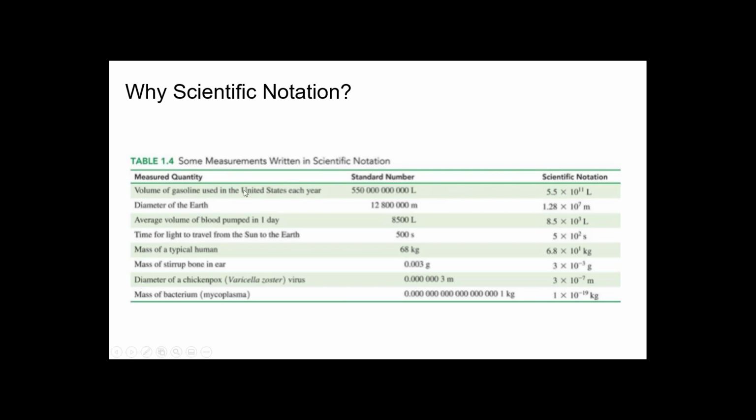So here, volume of gasoline used in the United States each year. You don't want to write this over and over and over again when you're working on a problem. None of these. You don't want to work on any of this. So you keep it in scientific notation, and you do your math in scientific notation, your calculations. So would you rather write this or 5.5 times 10 to the 11th power liters, or 1 times 10 to the negative 19 kilograms? This is much easier to deal with when you understand it than writing like this.